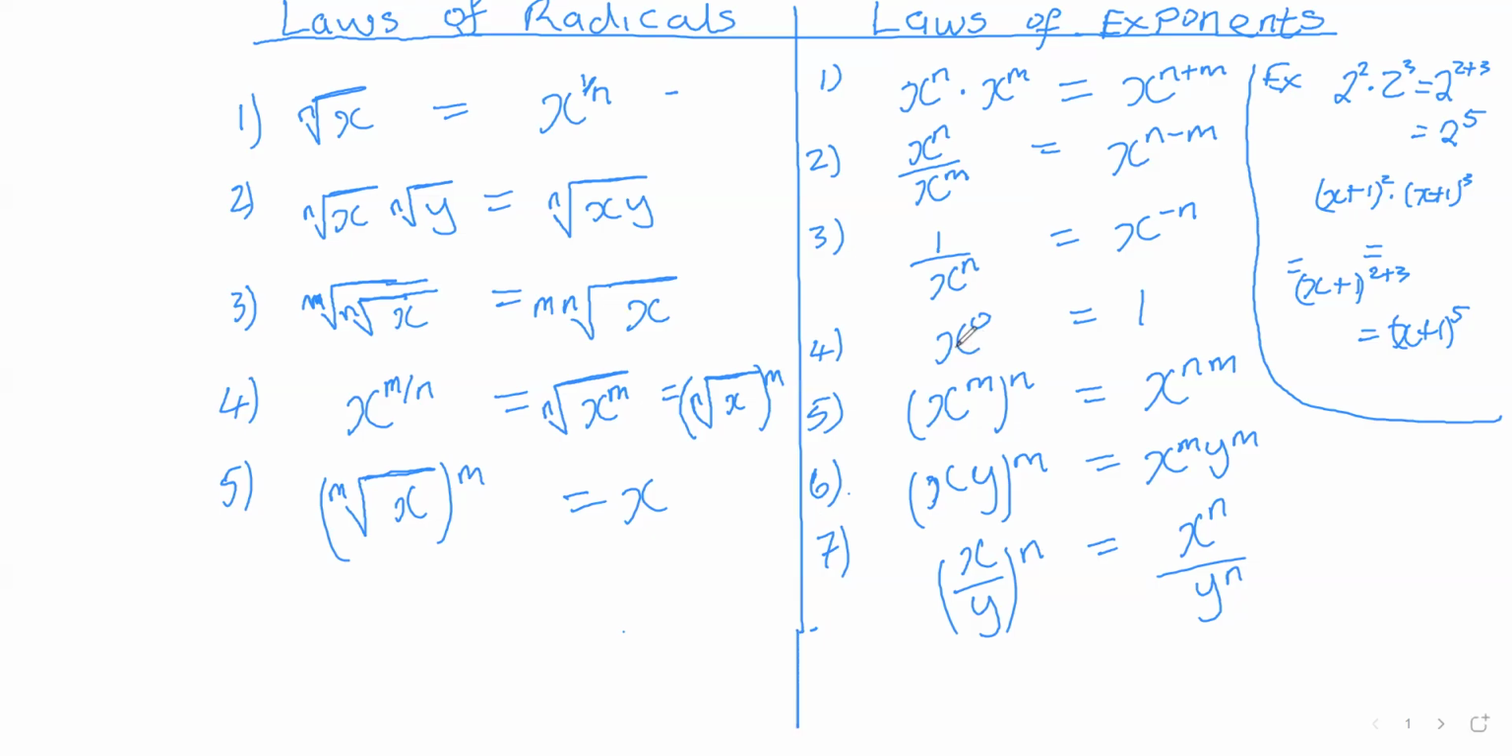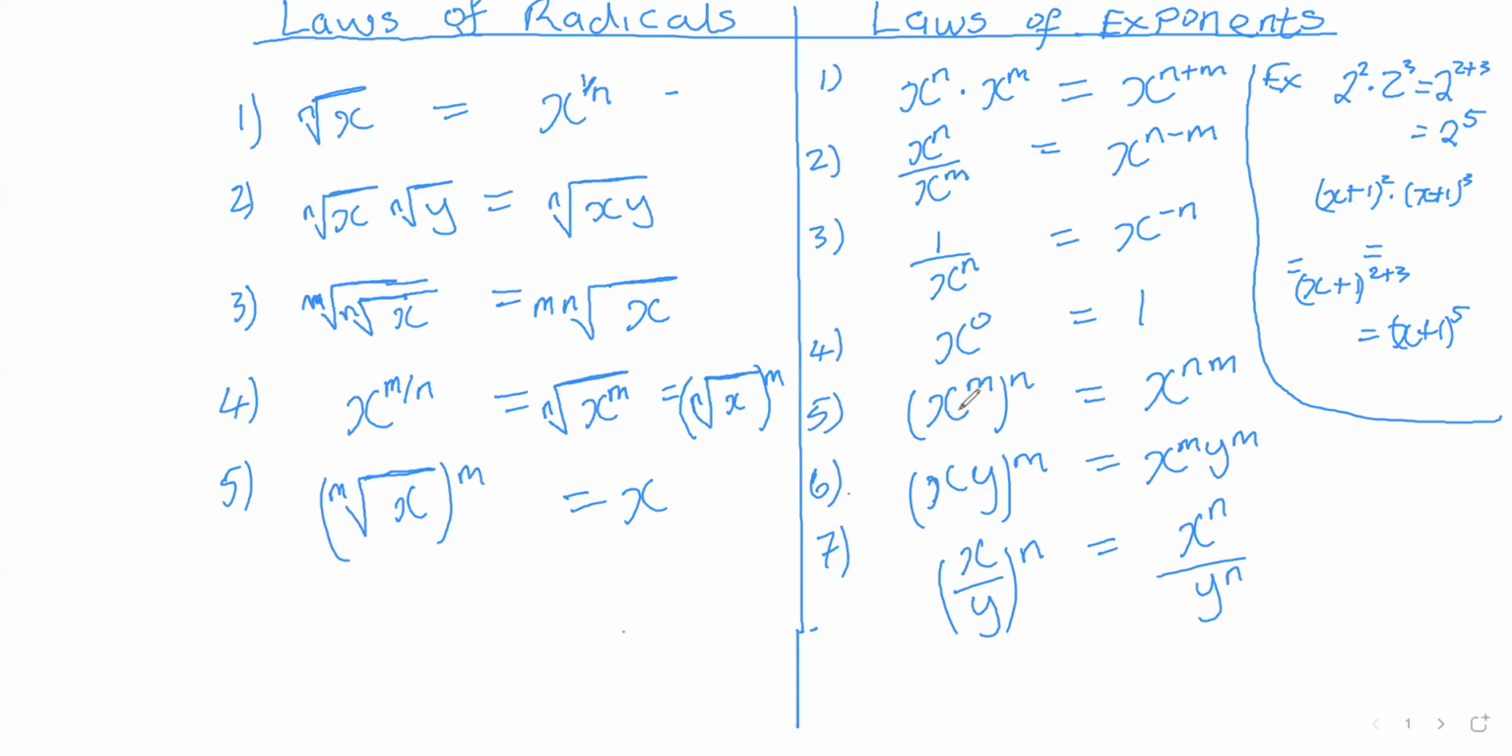The fourth law says that any expression raised to the power 0 is 1. Any expression at all: 7 to the power 0 is 1, 10 to the power 0 is 1, 3x plus 5 all raised to the power 0 is 1, and so on. That's what this law says.